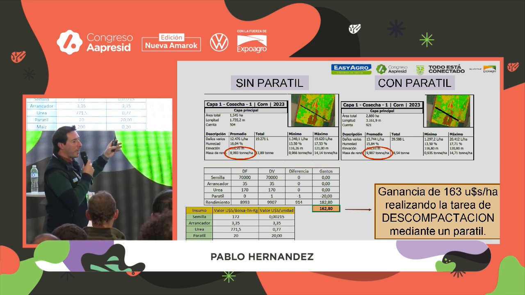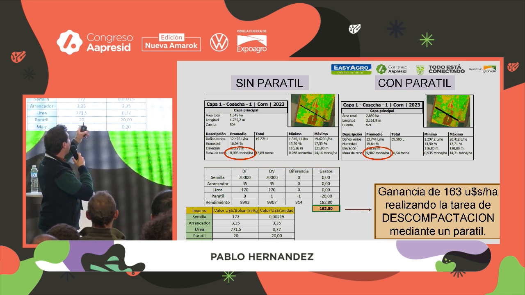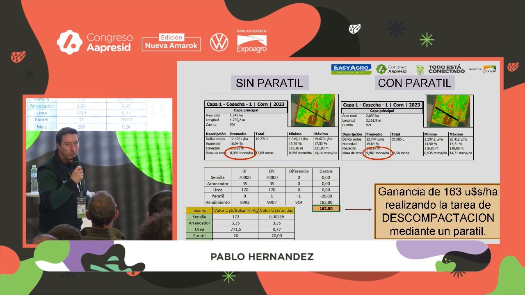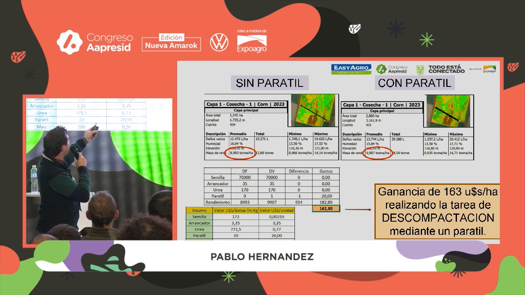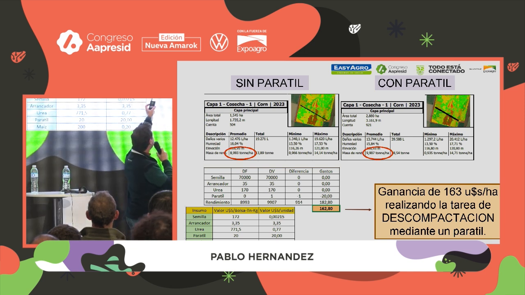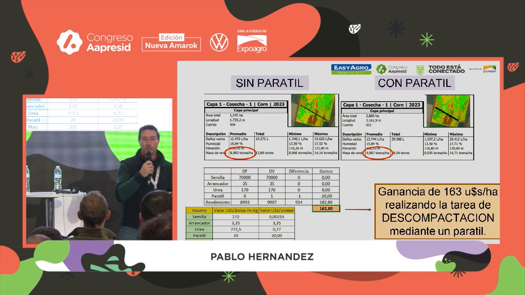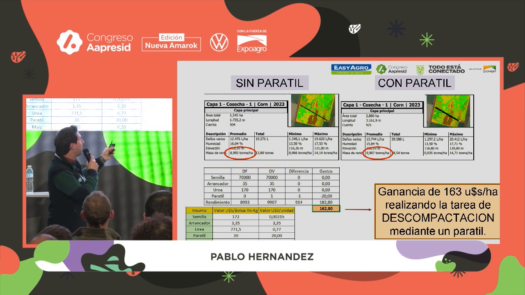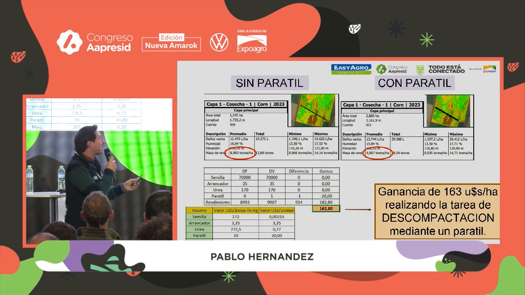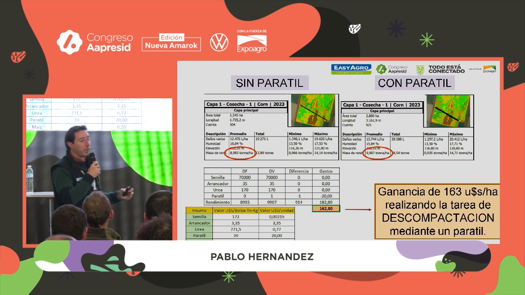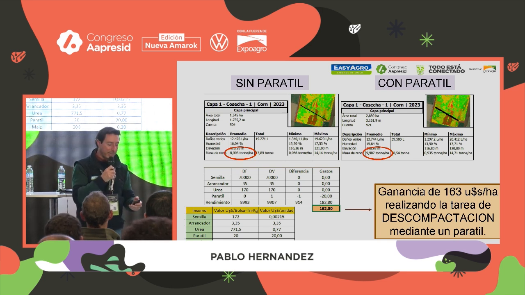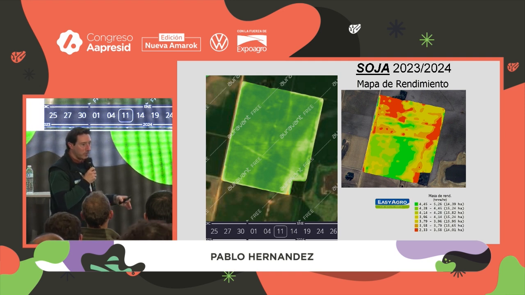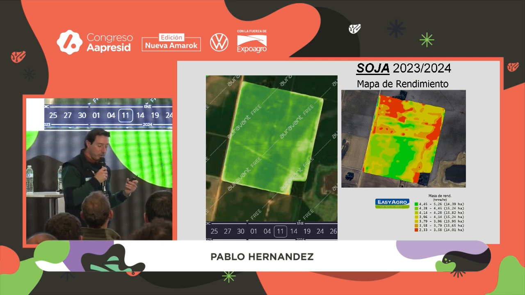And we did not evaluate variable handling, but the degree of compacting. For paratil, the producer assigned or allocated an expense of $20, and the result is that 914 kilograms extra were obtained. When you think about the price that the maize was sold, there was a benefit of 163 US per hectare by dealing with a compaction. This year, soybean was sowed with what we were doing last year.